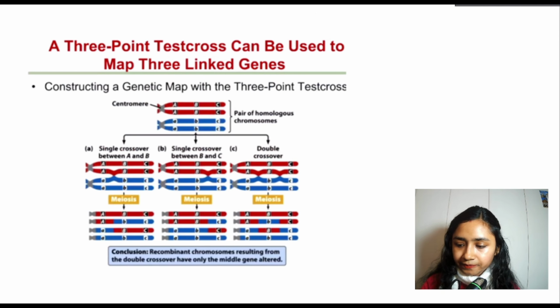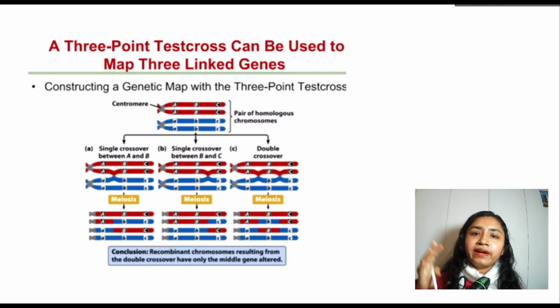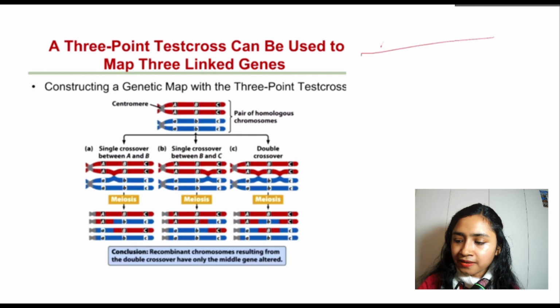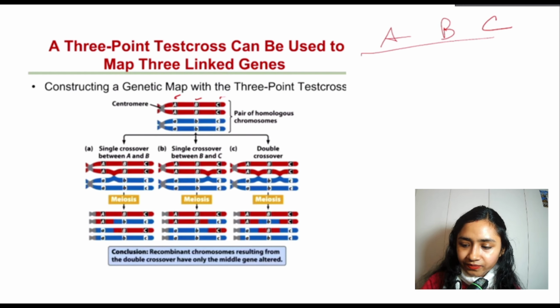Now I'll show you another example. Here it's a 3-point test cross. I showed you the cross between two genes. Here I will show you the cross between three genes A, B and C. So A, B, C are also duplicated because after replication they are duplicated. Then small a, small b, small c. These two are homologous chromosomes, and when crossing over occurs, you can see here there are three types of crossing over between the three genes.